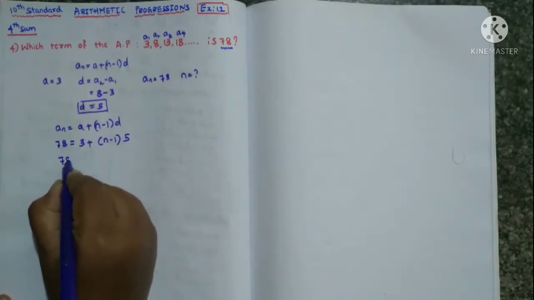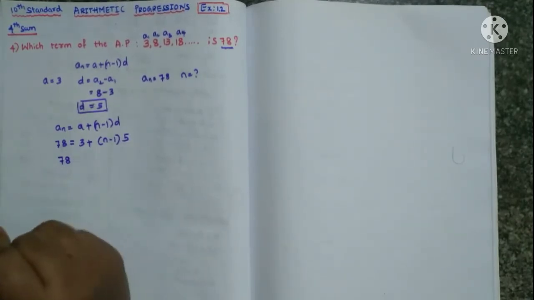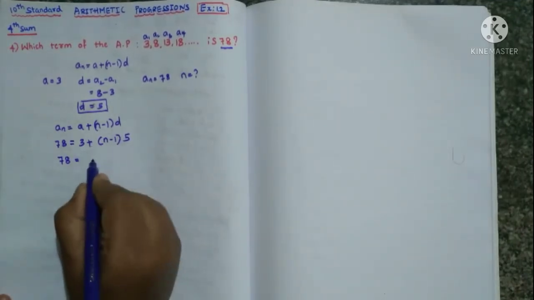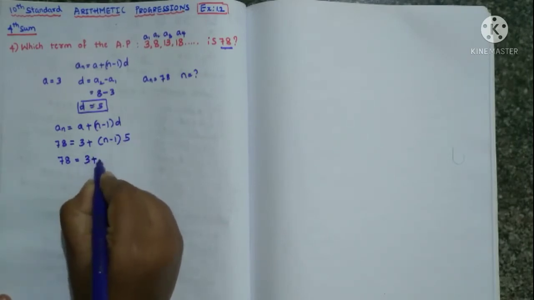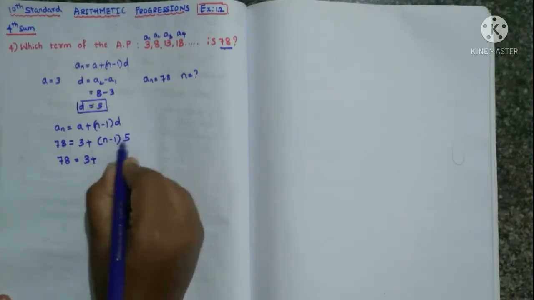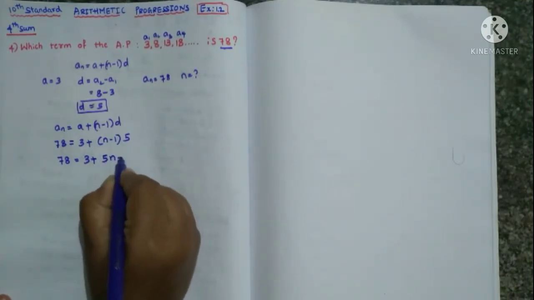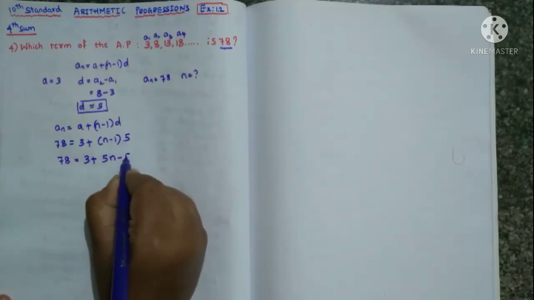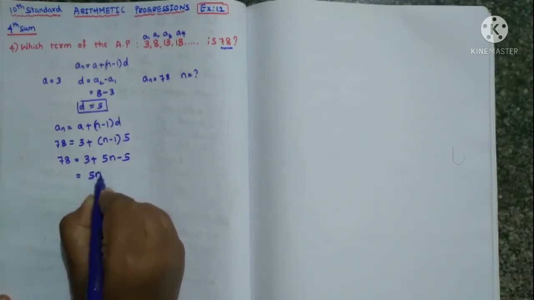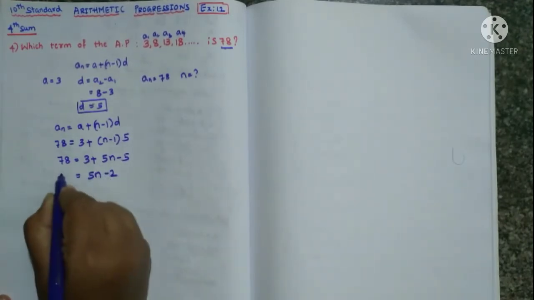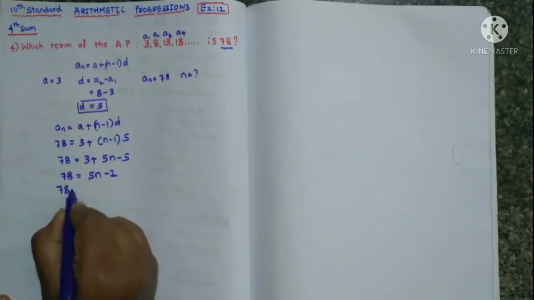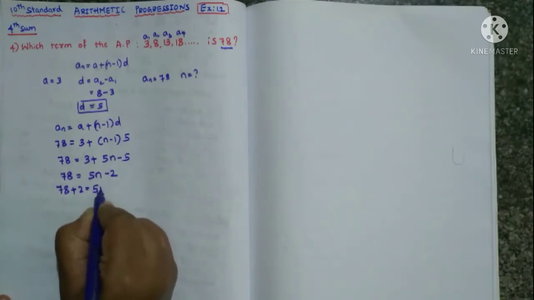So 78, however you can simplify. You can transfer 3 first here. Also we can simplify, or after multiplication subtract these two, then also you can simplify. Simplification however you want you can do, but you should not forget the mathematical rules. n into 5 is 5n, minus 1 into 5 is minus 5. Now 3 minus 5 is minus 2, and 5n I'll write as it is. This 78 as it is I'll write. This 2 I'll transfer to the left side. It will become plus 2 equal to 5n.